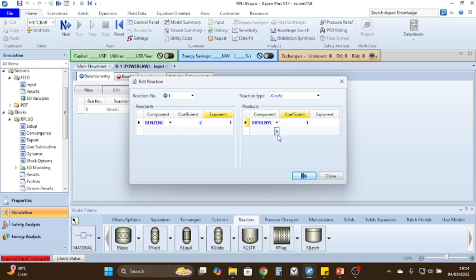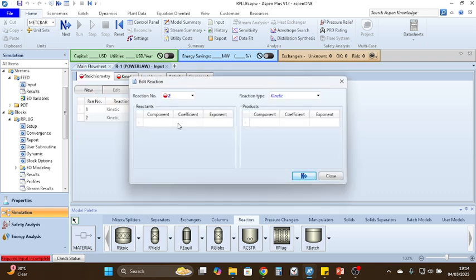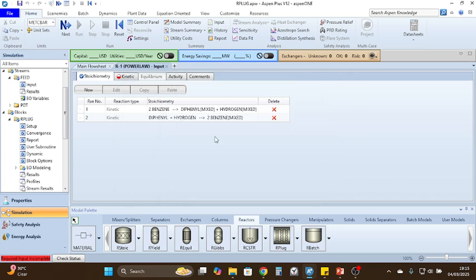Coefficient is 1, and hydrogen, this is also coefficient 1. Now you can see the forward reaction is mentioned. Now we have to specify the backward reaction. So the component is diphenyl, coefficient is -1, exponent is 1, and hydrogen, coefficient is -1, exponent is 1. And the component that we're going to get is benzene. The coefficient is 2. So you can see that the forward and the backward reaction both are mentioned.